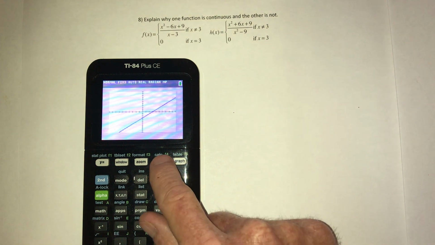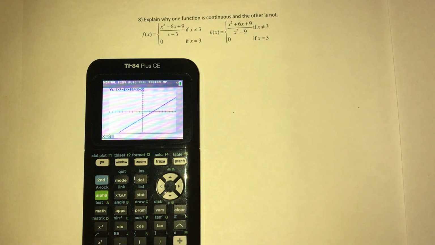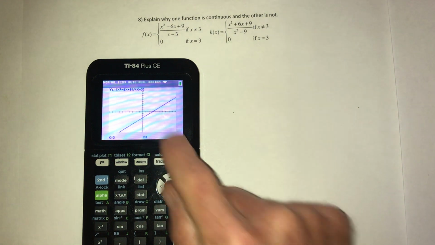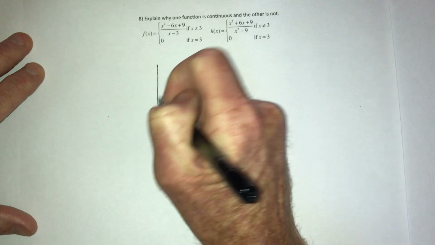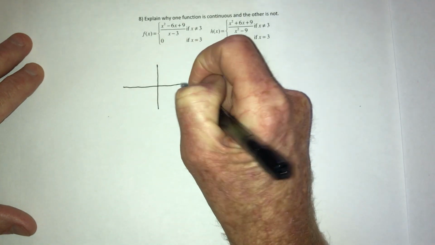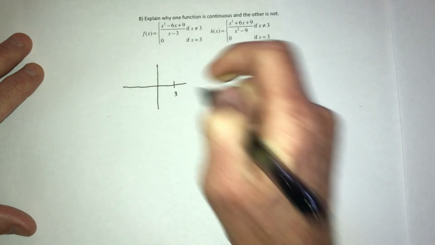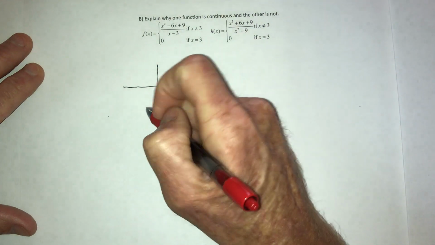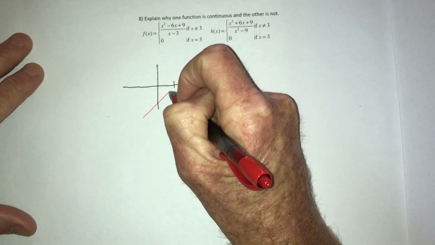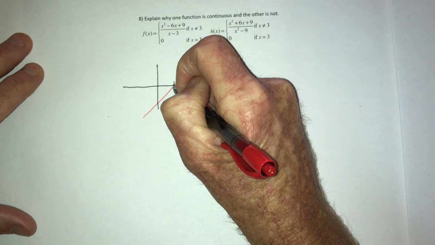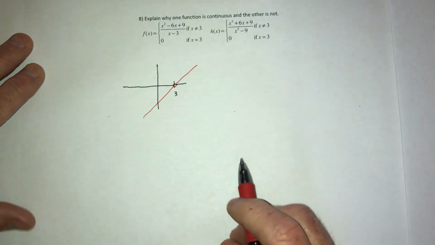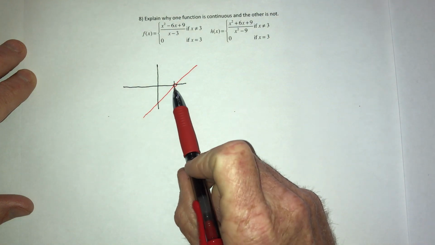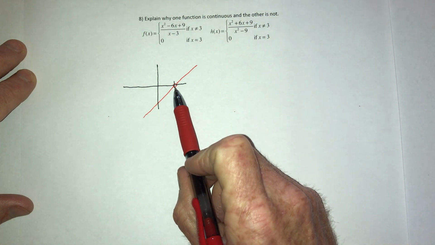So what's going on at 3? If you trace and you put a 3, there's actually a hole in the graph right there. So for this one, the graph looks like this. Here's the 3, and then the graph is going along like this, nice straight line, and then it's got a hole in it, and then it keeps going. So it seems to be continuous, except there's a hole in the graph right there.